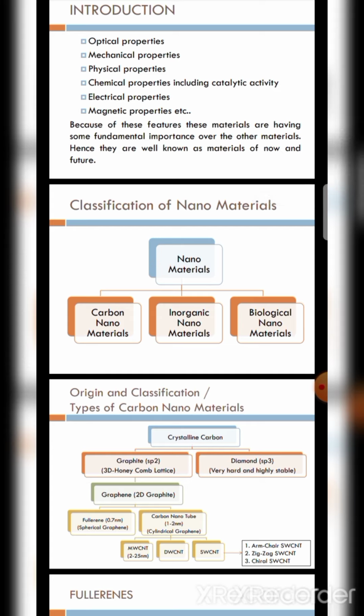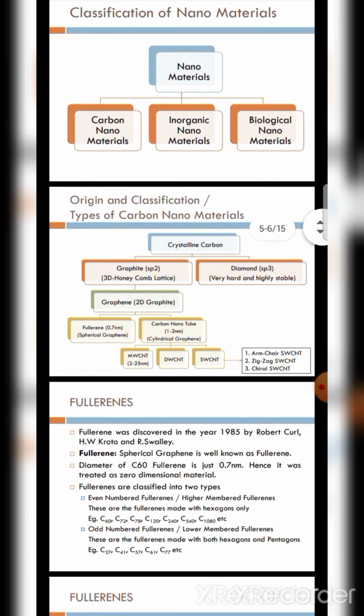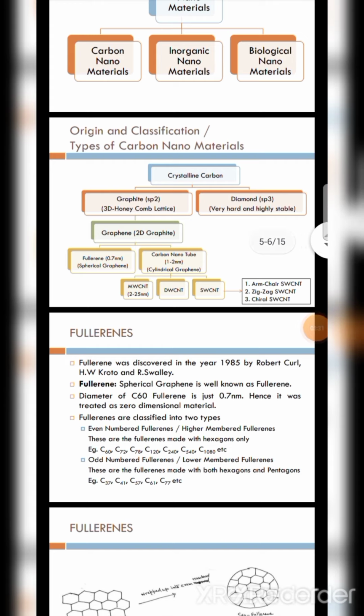Classification of nanomaterials. Nanomaterials are classified into three types: carbon nanomaterials, inorganic nanomaterials, and biological nanomaterials. Types of carbon nanomaterials: crystalline carbon consists of graphite and diamond. In graphite, there is graphene, fullerene, and carbon nanotubes, and in those there are armchair, zigzag, and chiral types. In diamond, there are no specifications.